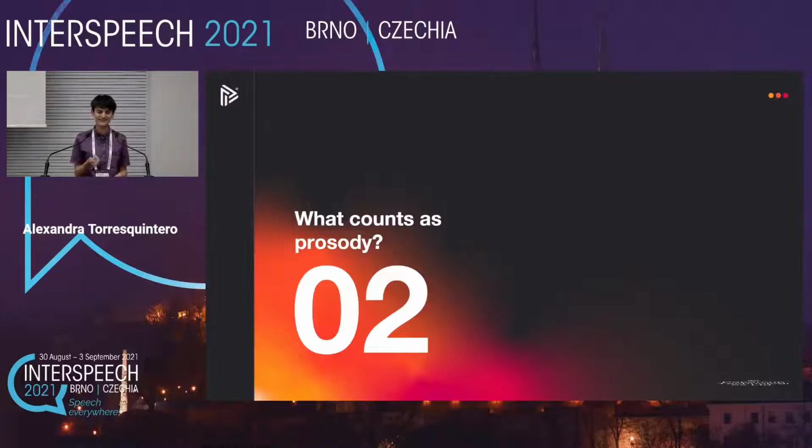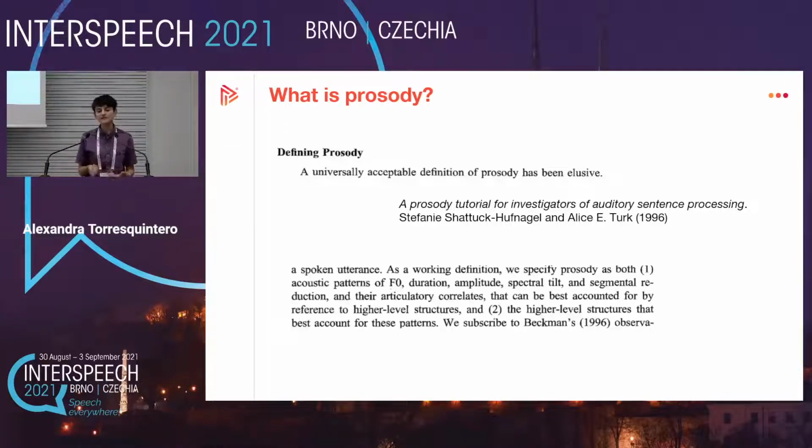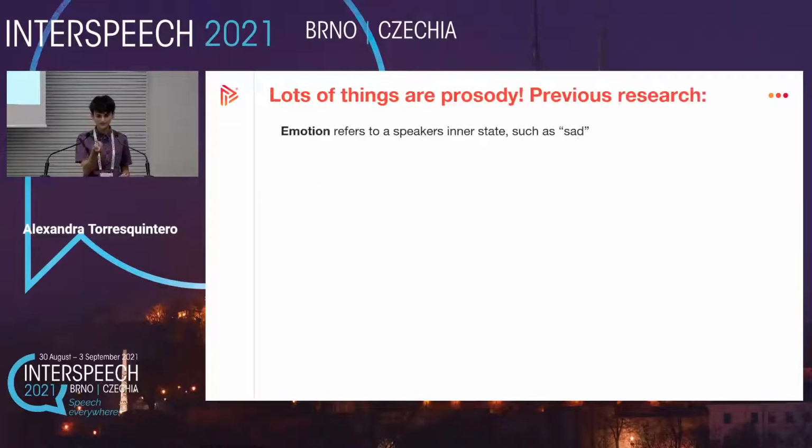So what counts as prosody? Oh boy, linguistics. This work by Shattuck-Hufnagel and Turk gives a very good description of prosody. A universally acceptable definition of prosody has been elusive. And I think that definitely describes the problem, because we're all trying to do all of these things with prosody, but do we even have a clear definition of what prosody means? But they further go on to say that higher level structures that account for acoustic changes in F0, duration, amplitude, spectral tilt, and segmental reduction can be a potential working definition of prosody. So this is the working definition of prosody that we use for our ADEPT work.